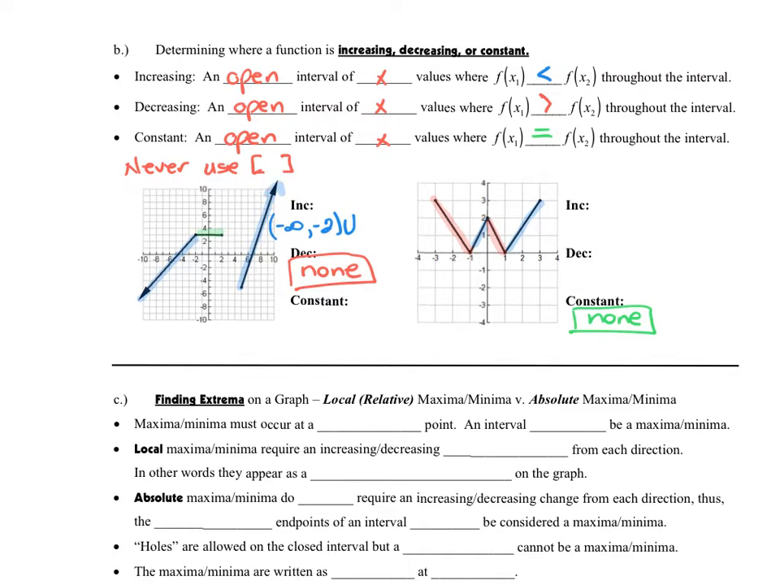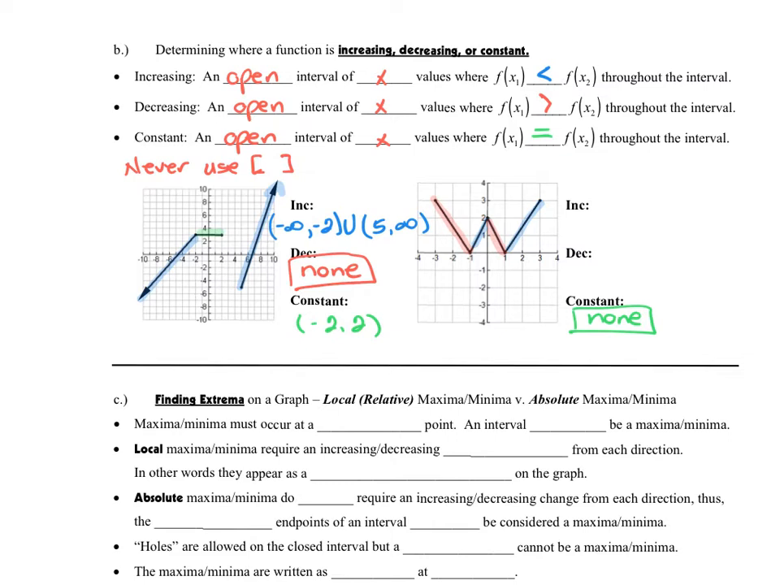And again, they have to be open intervals because at those endpoints where it switches, it's considered kind of a neutral spot. We don't know what it's doing. So that would be my increasing intervals. For the constant interval, I can see that it stays flat from an x value of negative 2 to an x value of positive 2. I'm also going to use parentheses, again, negative 2 to positive 2.